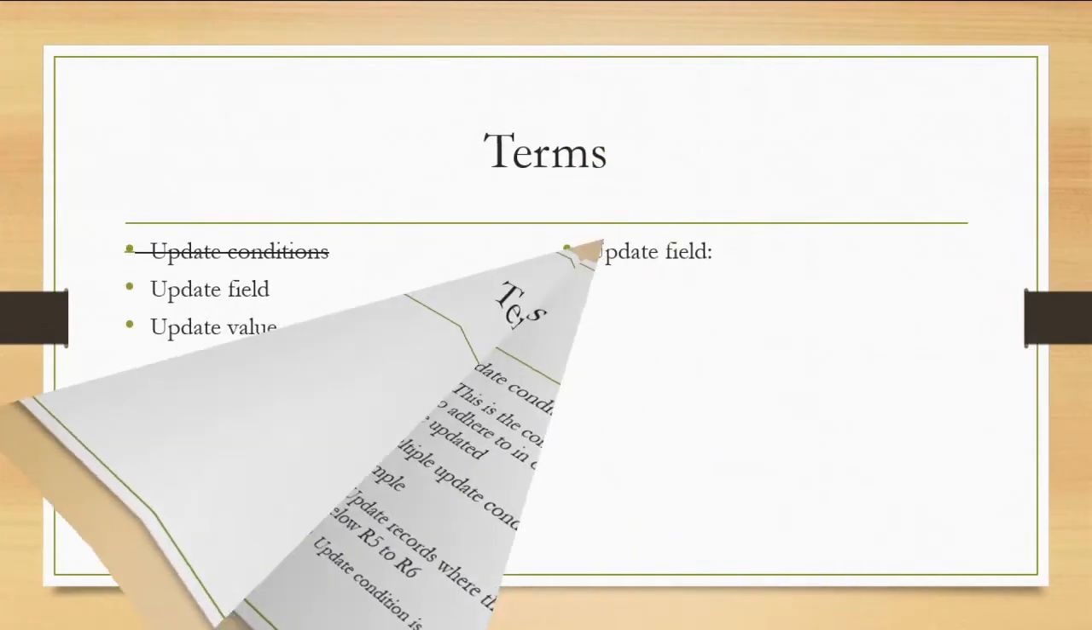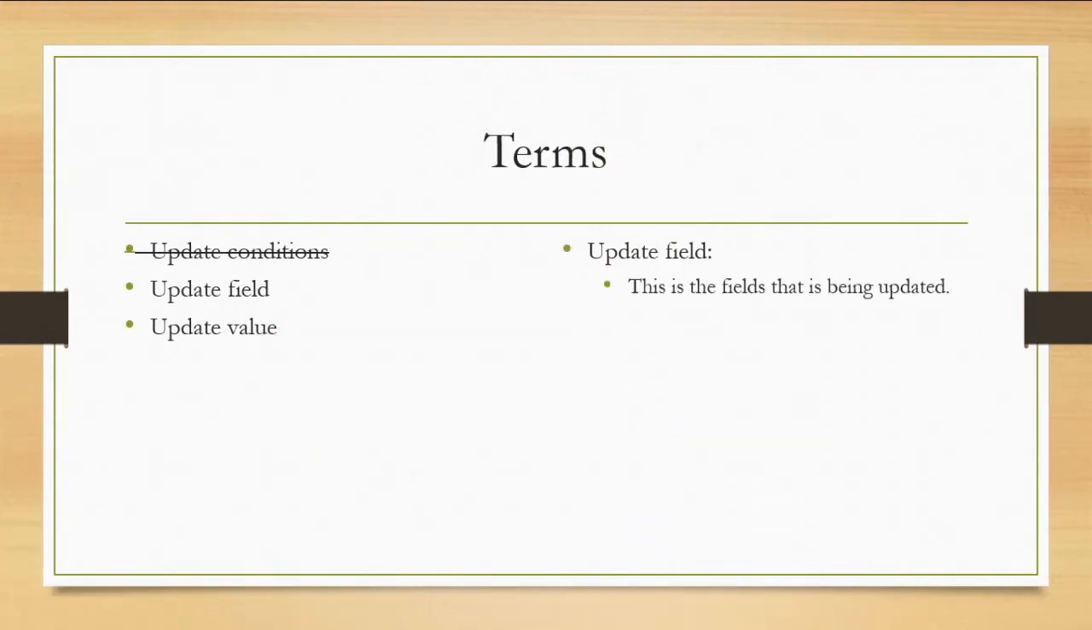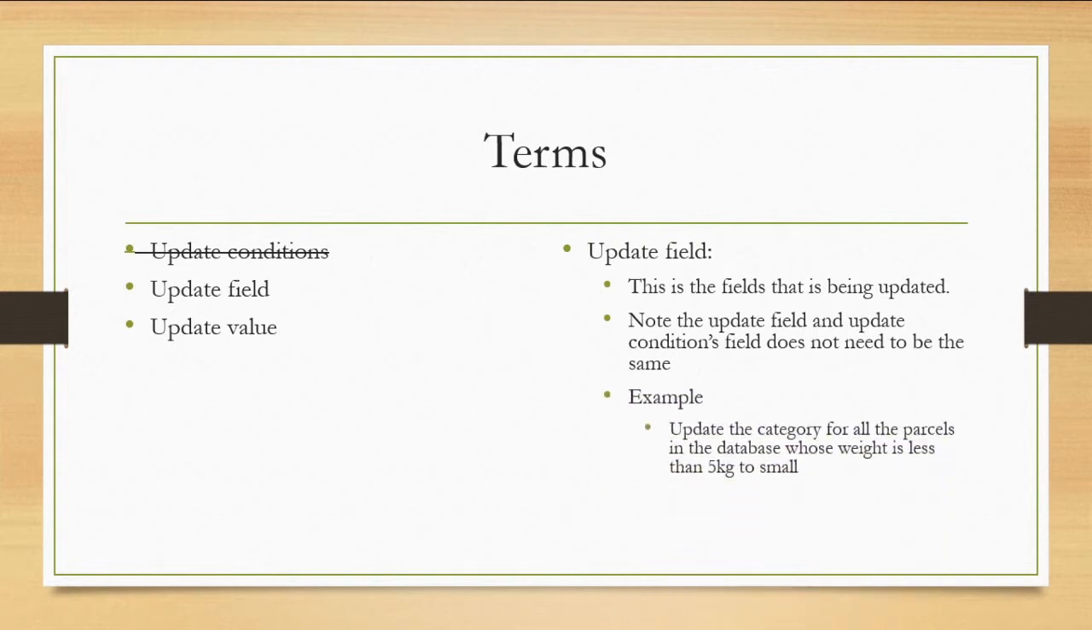Let's look at the update field. This is the field that is being updated. Note the update field and update conditions field does not need to be the same. For example, update the category for all the parcels in the database whose weight is less than 5 kg to small. Update field is thus category.